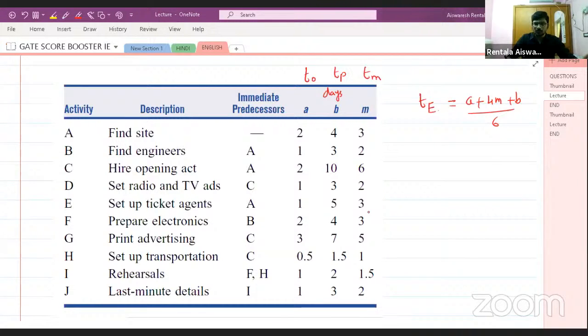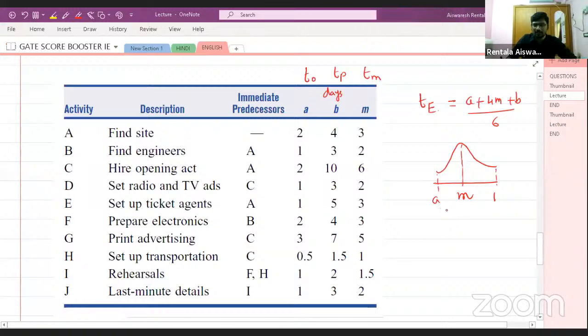If you recall, it is somewhat similar to the normal distribution. If your data is symmetric, it will look somewhat like this. A, M, B. This difference will be equal to this difference. If the difference between these two and these two are equal, then we can say your curve will be symmetric, right or not? If it is not equal, then your beta distribution curve may lean towards left or right. So this is one special case, a symmetric beta distribution type of curve.